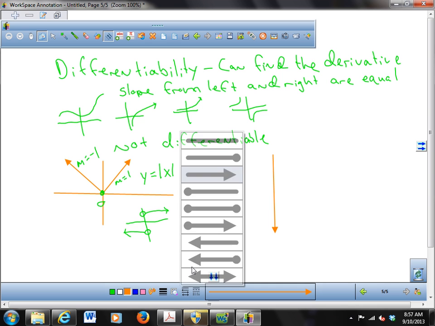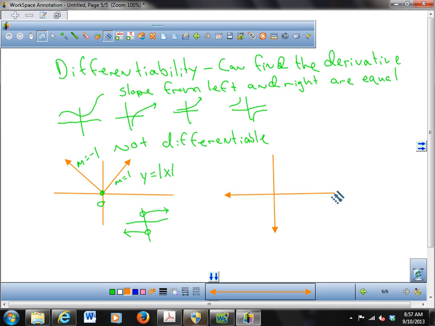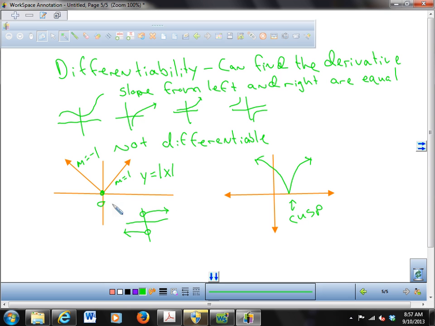Another type of function that's not differentiable would be something that looks kind of like this. Have you ever seen a function that looks like that? This point has a name. This is called a cusp. In the book, they call this a corner. This is a corner when it's just straight in, straight out.